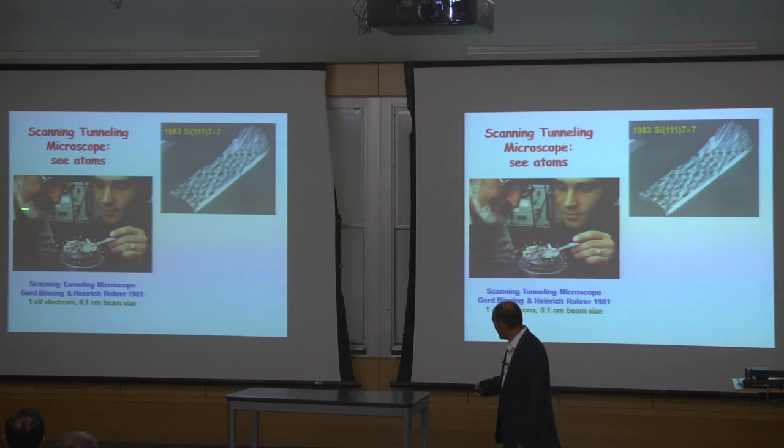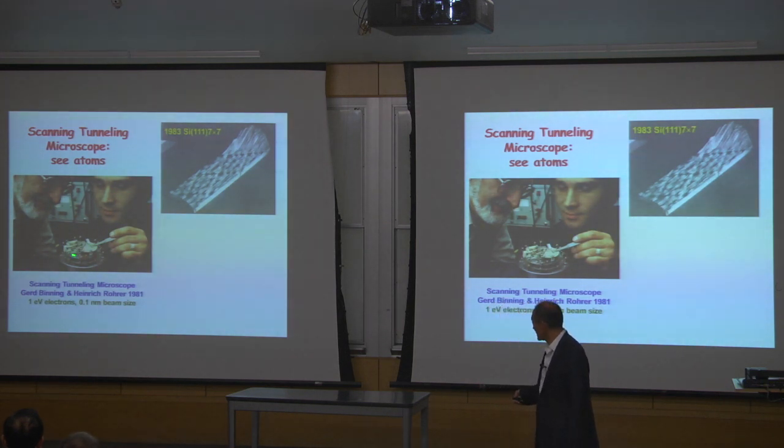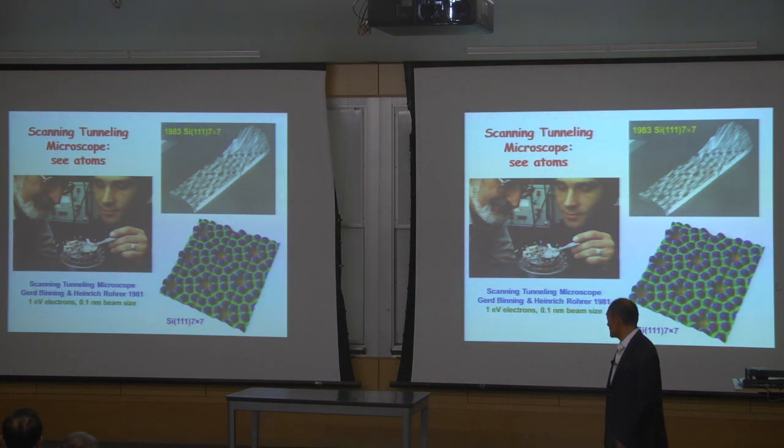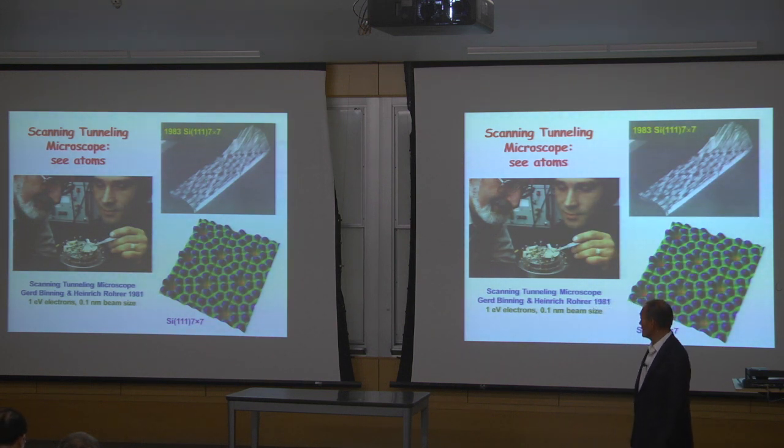So these are the two gentlemen who invented this new technique called the scanning tunneling microscope, and this is their first result. And now you can do much better with a computer. And this is the silicon 111 7 by 7 surface. Each one of these features here is an atom present on the surface, and they correspond also to the first relief map that was obtained by Binnig and Rohrer.